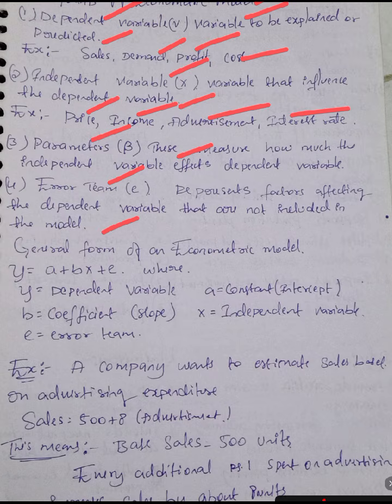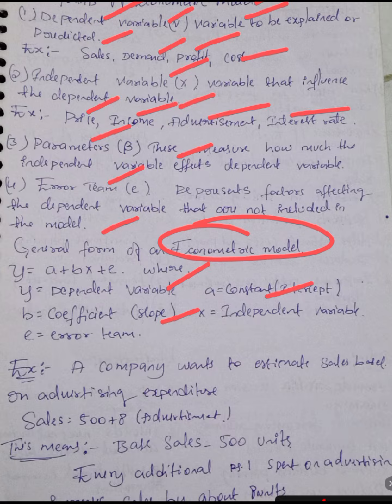General form of the econometric model is y is equal to a plus b x plus e, where y is the dependent variable, which we have already discussed. b is the coefficient or slope, a is the constant or intercept, x is the independent variable, and e is the error term. Example: a company wants to estimate sales based on advertising expenditure.